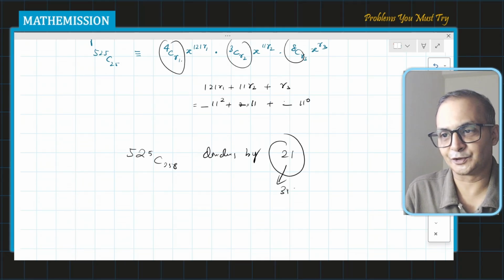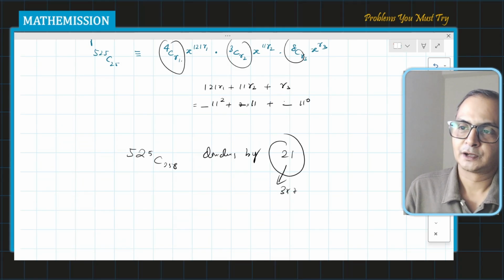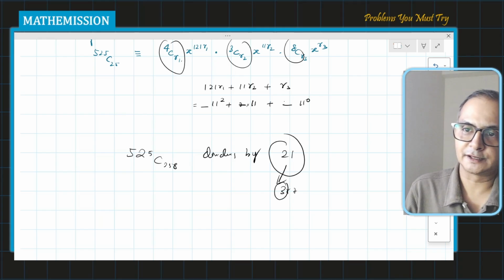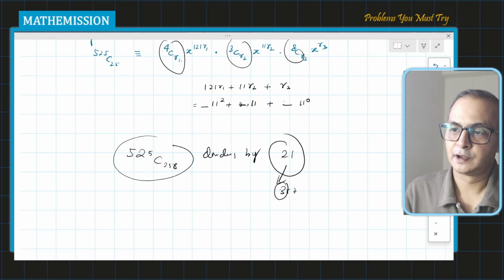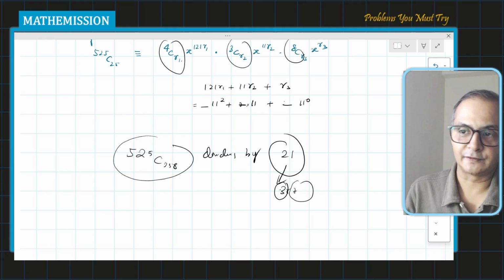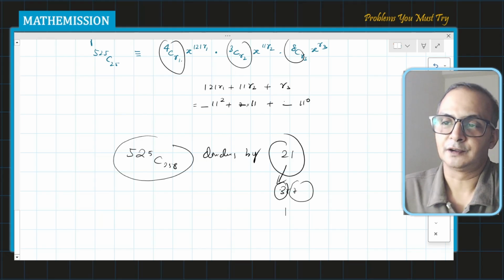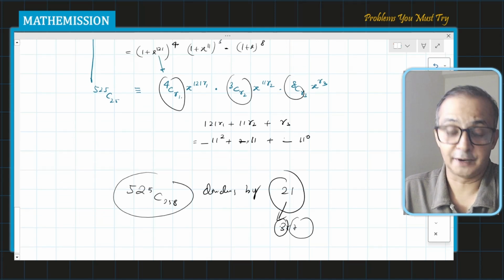If you can write it as 3 into 7, now there are 2 prime factors, so find the remainder when this is divided by 3, the prime number, and find the remainder when we divide by 7, and again use the 2 remainders to find the complete remainder.